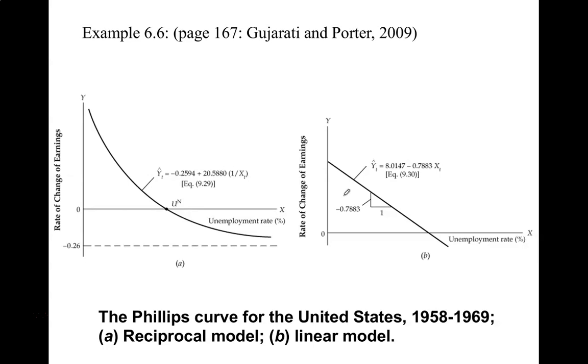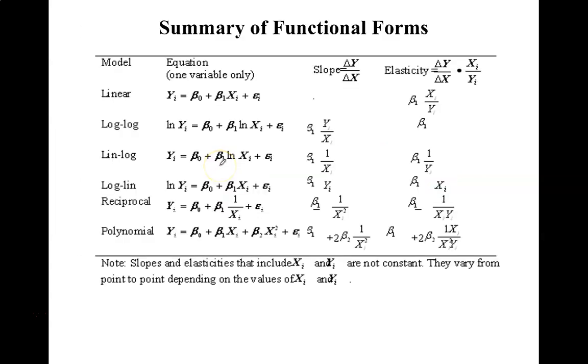When do we use this type of model? The example given in Gujarati and Porter is the Phillips curve, the relationship between unemployment and inflation. Comparatively, there are two different models to represent here. See here, this is the reciprocal model, and here is the linear function model. So this is the summary of the 5 different models that I just introduced to you.